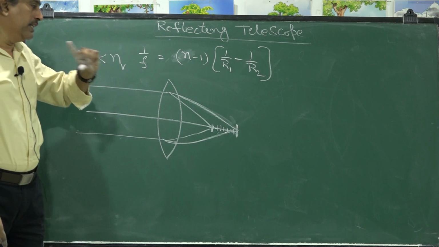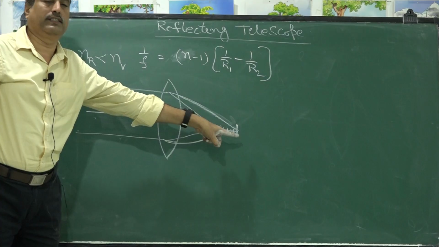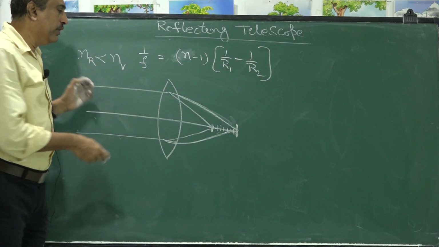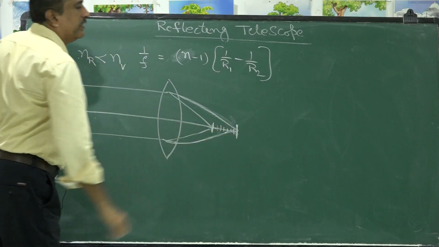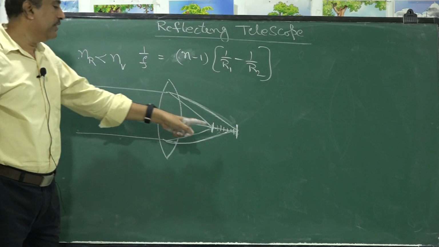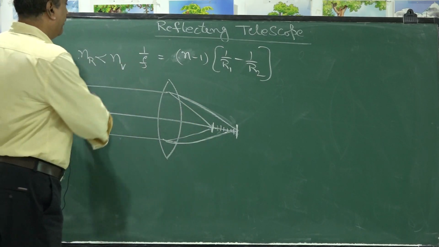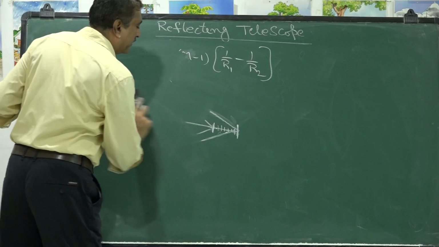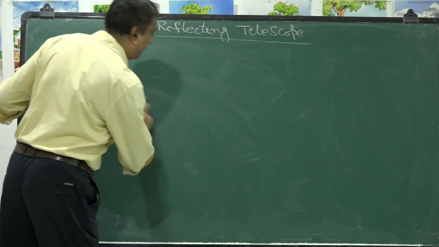That means instead of a single colored image, we get multicolored images, that means 7 images like this, but out of which we only observe red and violet as clear, and the remaining will be mixed. This defect in the formation of image is called chromatic aberration. To overcome these difficulties, a reflecting telescope is used.